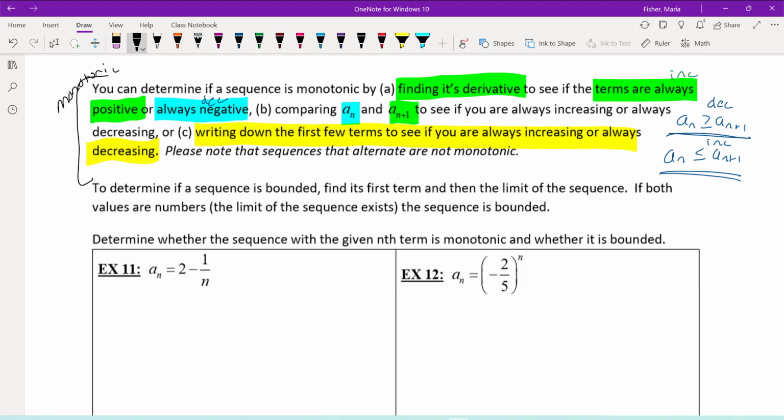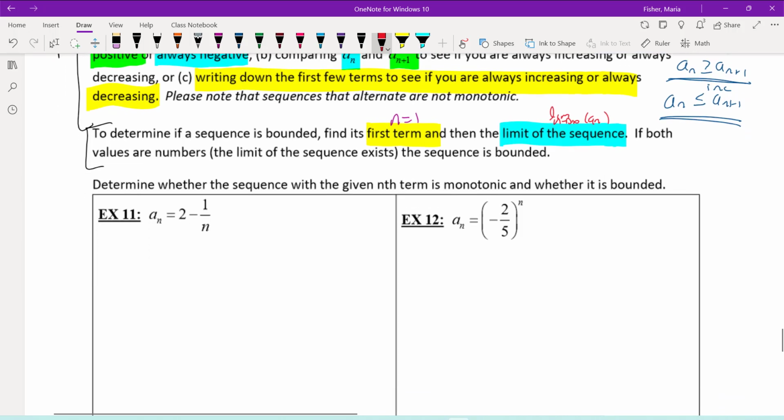How do you determine if you're bounded? To determine if you're bounded, the first thing you do is find the first term of your sequence. Remember, your first term happens when n is equal to 1. Then you take the limit of the sequence. Remember, to find the limit of the sequence, you have to take the limit as n goes to infinity of a sub n. If both values are numbers, so that means you got a value when you plugged in n equals 1, and you got a limit for your sequence so you didn't diverge, then you are going to be bounded.